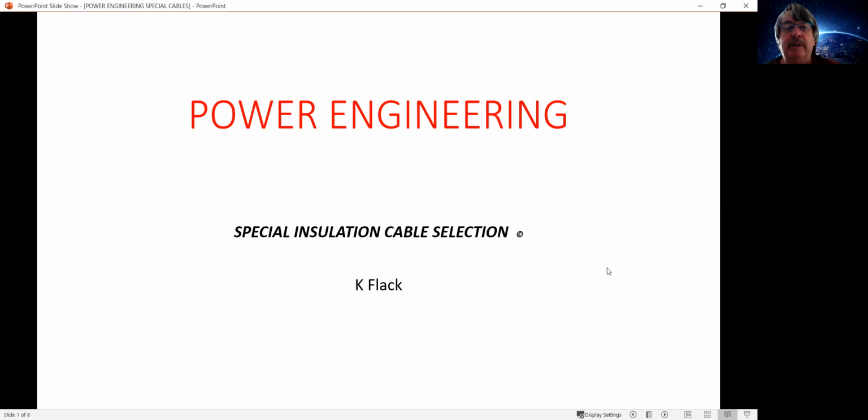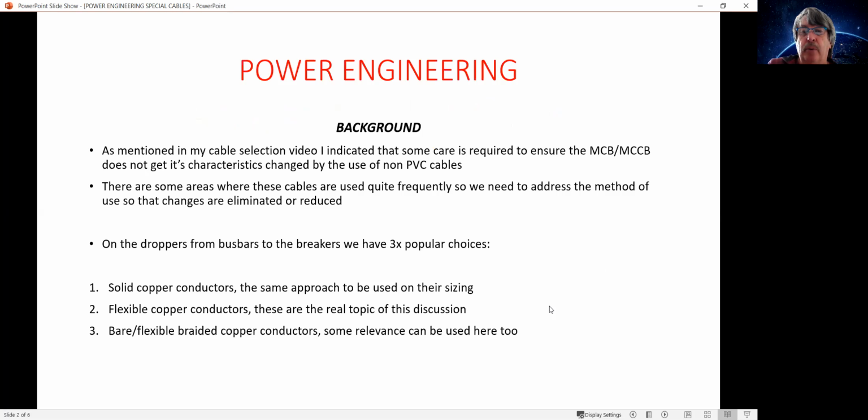Okay, so in today's power engineering conundrum, we're looking at special insulation and the cable selection and how we can utilize that in our daily approach. So as I mentioned in our previous cable selection video, I made reference to the concerns I had with a circuit breaker, multi-case circuit breaker, miniature circuit breaker, getting changed in its characteristics by the use of non-PVC cables.